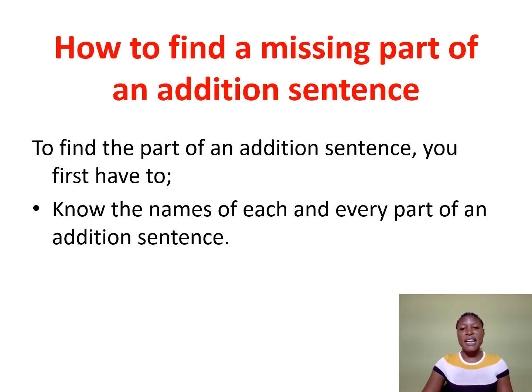So how do we find a missing part of an addition sentence? To find the missing part of an addition sentence, you first have to know the names of each and every part of an addition sentence, which we just learned. The first one is called the addend. Then the second number that is also added is called an addend. And then the third, which is the total of the two, becomes the word sum.